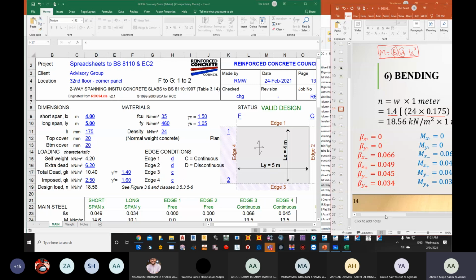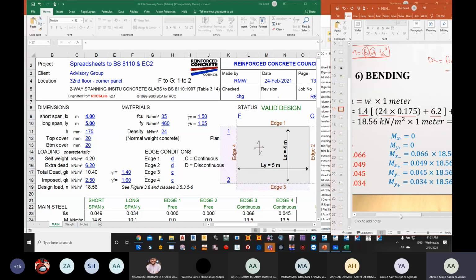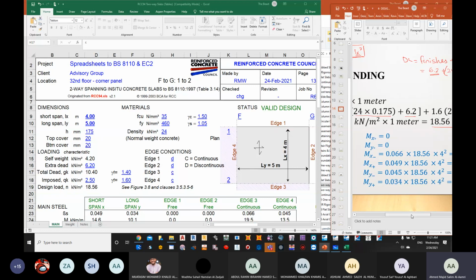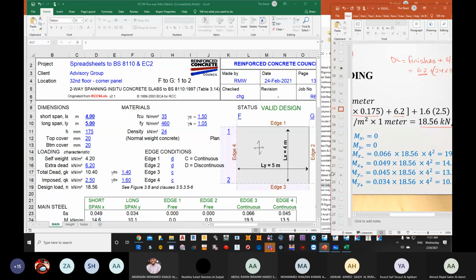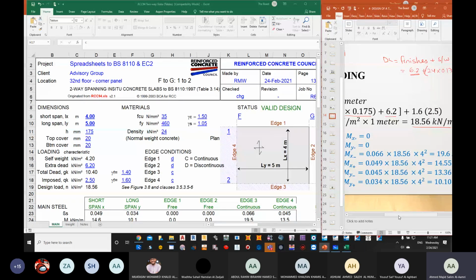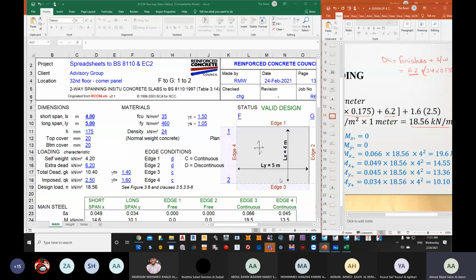After getting the coefficients, we want to verify our values of moment. Now you can see here we have mx negative to be 19.6. So mx negative corresponds to 0.066, and we have it here as 19.5. You can see for x, it is 0 here, it is continuous here, so it is going to be for edge number 3, 19.5. Now what about y? It is a negative bending moment here. For edge number 4, y negative is going to give me 13.36, and here we have it as 13.5 approximately.